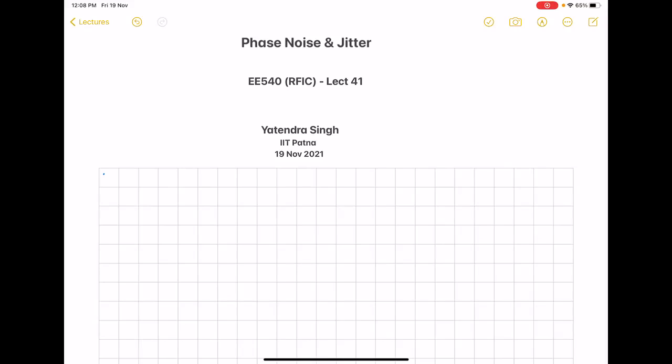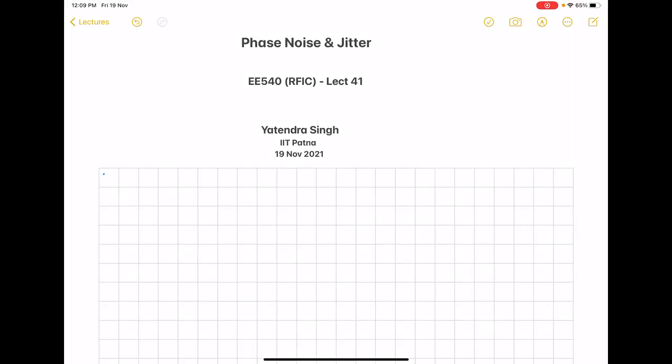We know that oscillators and frequency synthesizers, or even PLLs, basically produce a periodic waveform. And in real life, none of the periodic signals are going to be very pure. That means they are not going to have an ideally constant period for every cycle. So here we are going to use these two parameters to talk about the non-idealities of the periodic signal.